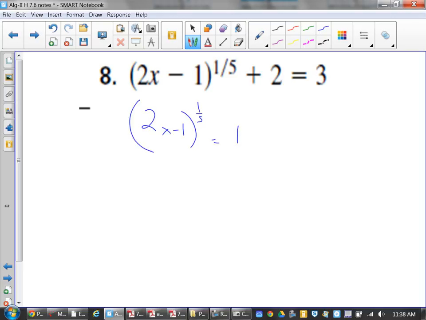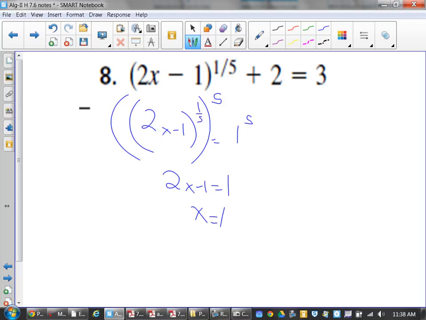How do you undo a fractional exponent again, guys? Multiply it by the reciprocal. Raise it to the reciprocal. Always raise it to the reciprocal. 1 to the 5th power is 1. X is 1. X is 3.